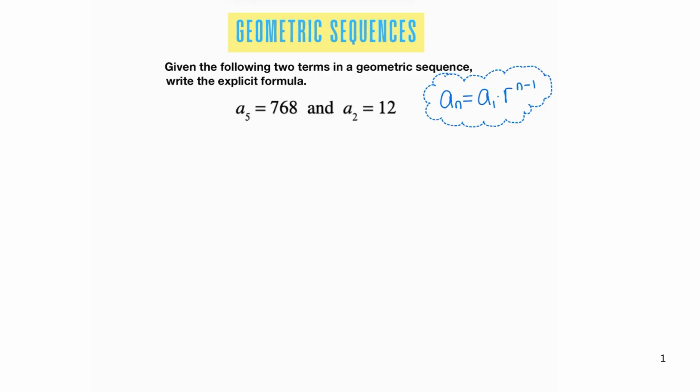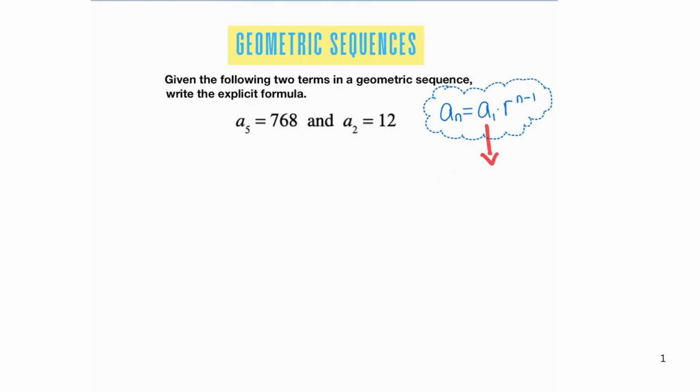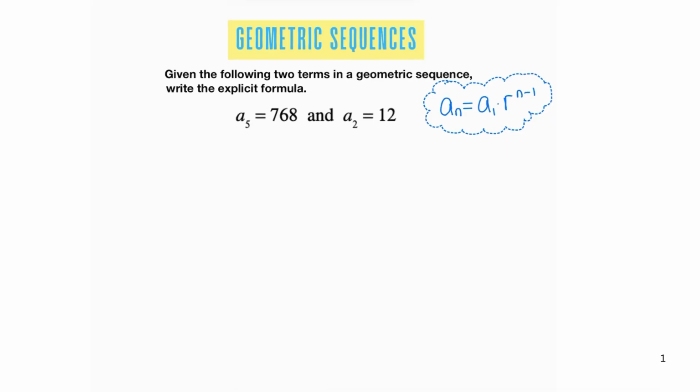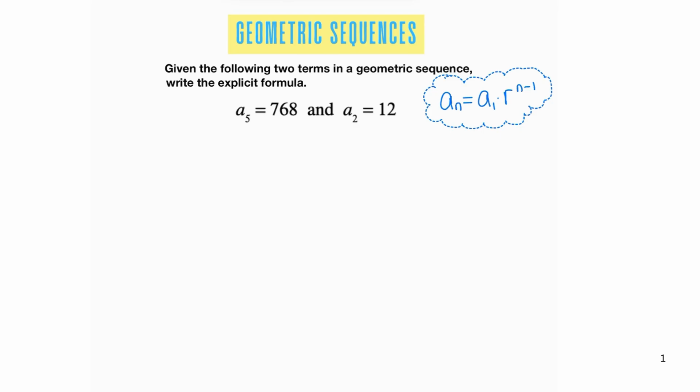So when we're asked to write the explicit formula, it means that we have to fill in this formula, which is in my blue cloud, with the a sub 1, so that's my first term, and also the r, which is my common ratio. Now, I'm not given either of those two pieces of information, so I have to do some work to figure it out. I'm going to give you two different methods to doing this, so you can choose the one that makes most sense to you. So let's get into the first method.